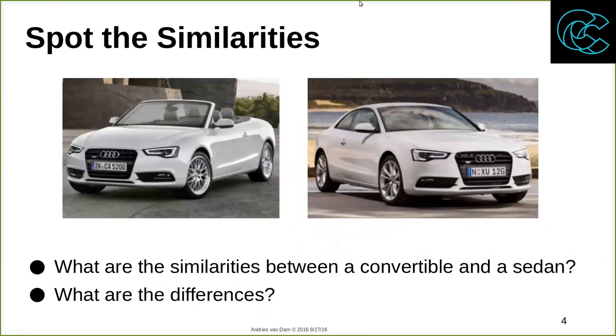Wheels, number of gears, headlights. Yeah, the way the headlight looks, and then the number of gears, and what else? Sir, tires, their company, and the body they are made of. They have the same methods, like move. Yeah, right. Everything except flow. Okay. So one is a convertible and the other one is a sedan.